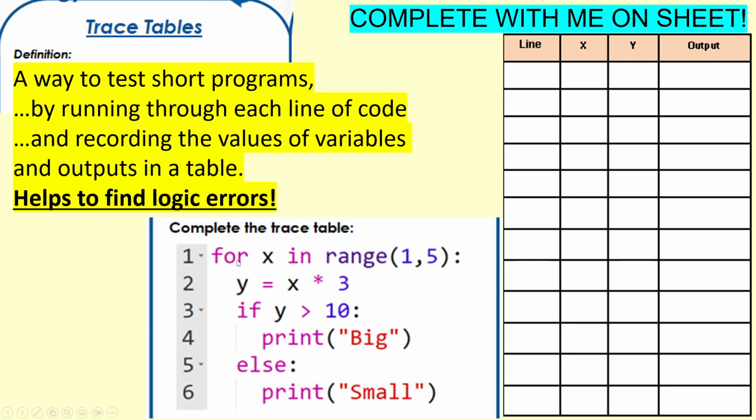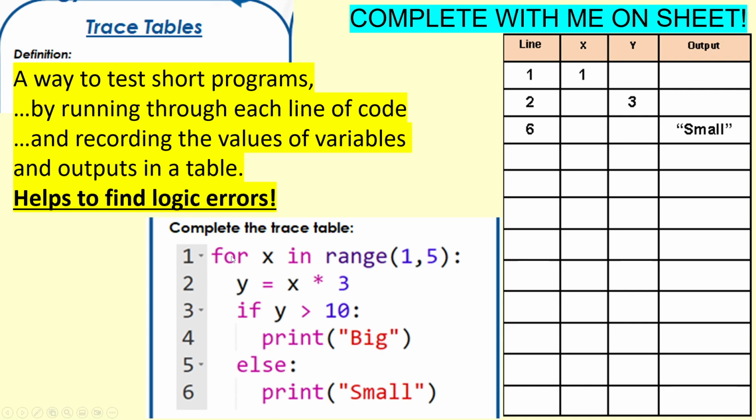So the very first line of code is going to be line 1, and x on line 1 the first time around is going to be 1. So line 1 and x is 1 on the first time around. Then we go to line 2. On line 2, y is x times 3. Well, x is 1, so 1 times 3 is 3. Then we go down to line 3. If y is bigger than 10, big, else print small. Well, y is not bigger than 10 because it's 3, so we don't run this. The next line of code to run would be line 6, print small. So line 6 and print small.